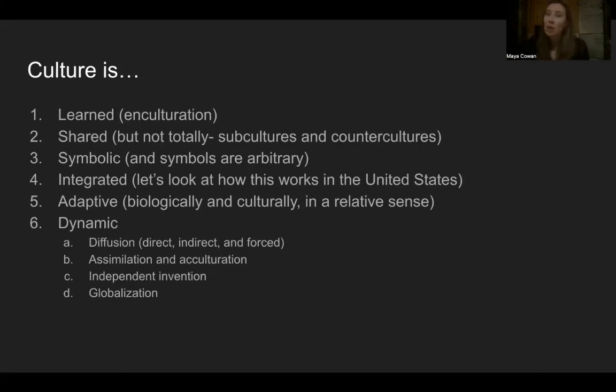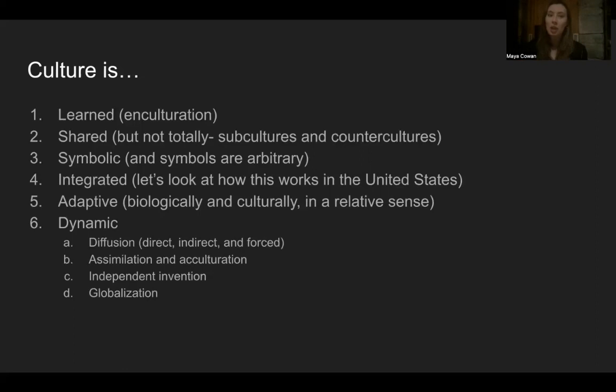There's no biological component to culture that says just because your parents might be of a certain heritage means that you will always have aspects of that heritage. If you're raised in a different culture, you will grow up in that culture. And so the culture that you learn will have nothing to do with your biological parents, regardless of what their heritage or culture is.